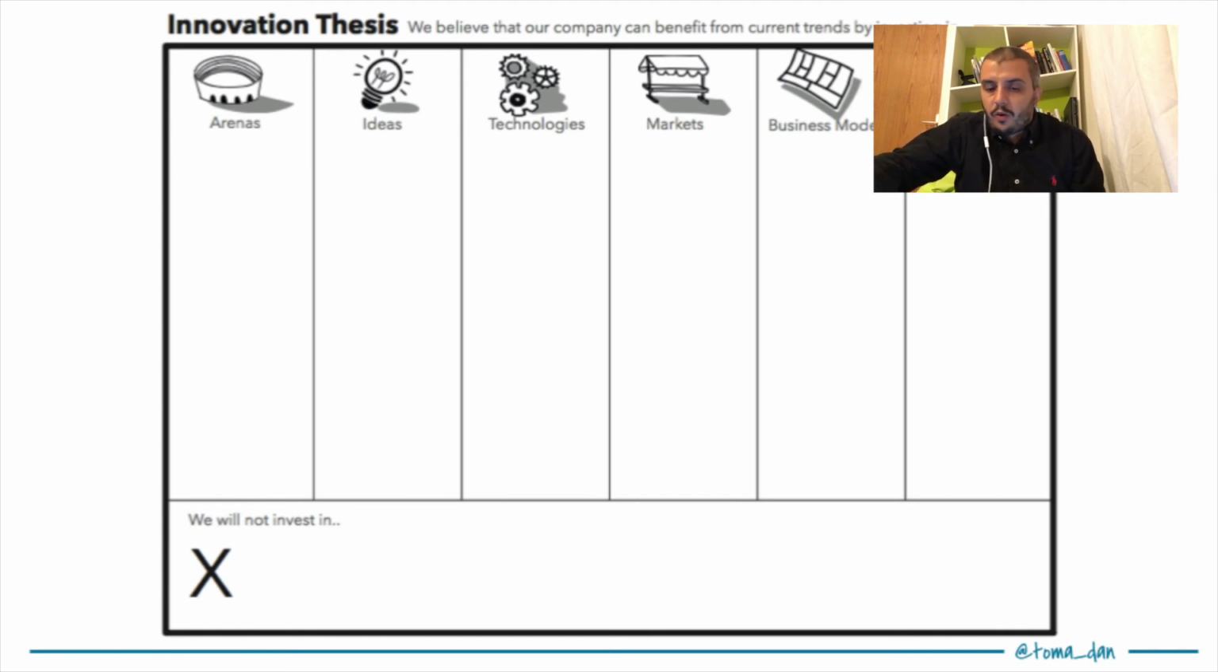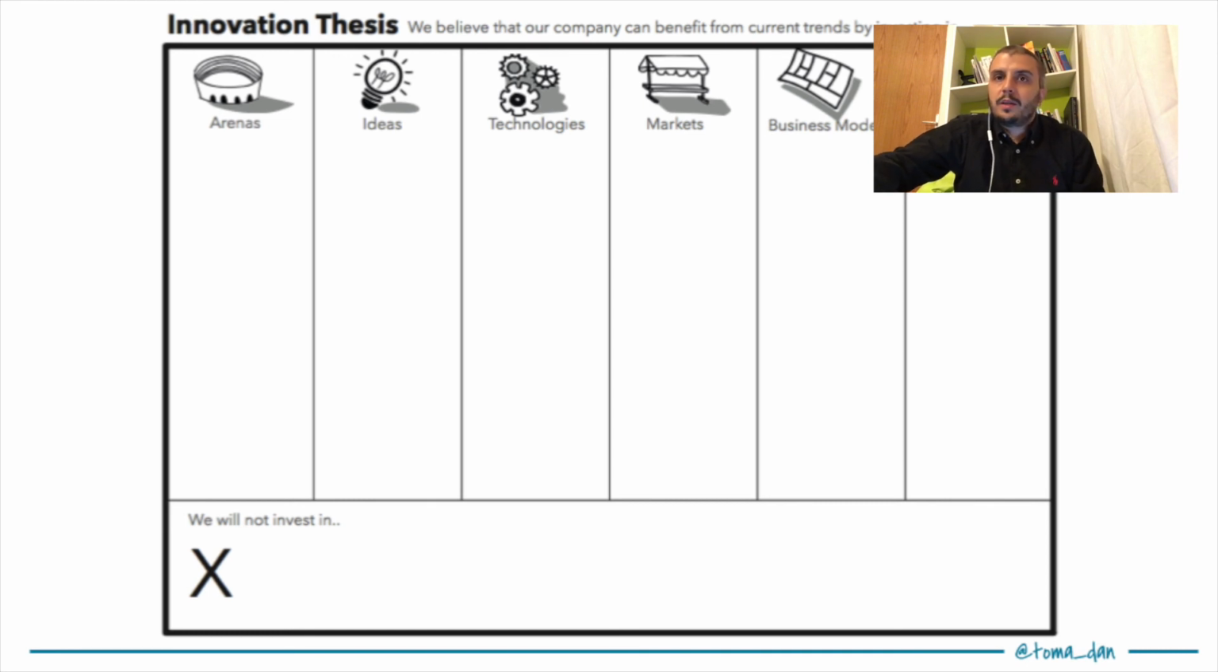So we believe that our company can benefit from current trends by investing in... List out some of the things you think your company should invest in today to benefit your innovation effort. What are some arenas that you think your company should invest in today? Do you think that your company should continue investing in the current arena, or should explore different arenas or new arenas? What are some ideas that you think your company should be investing in, either resources or financially?